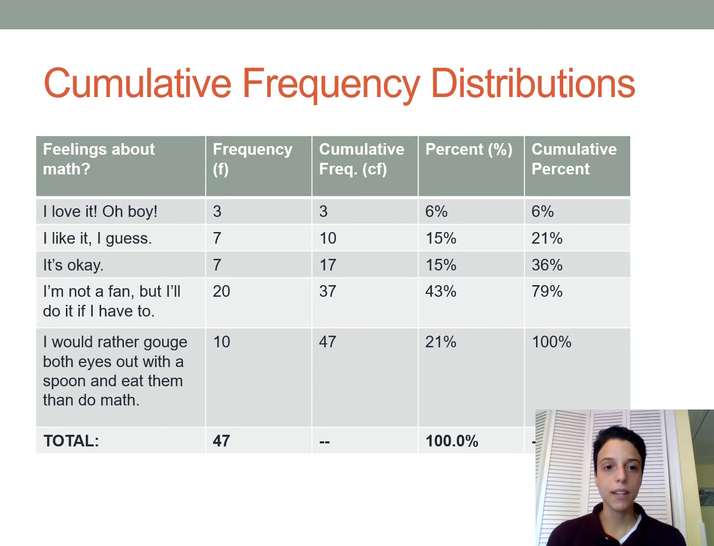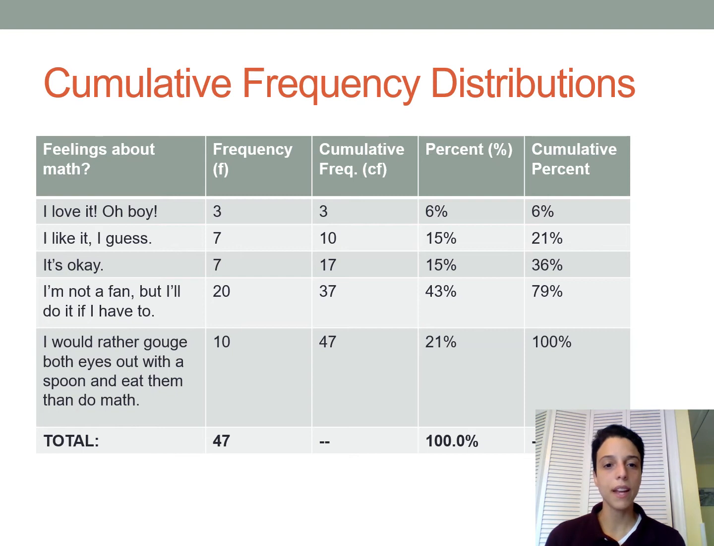All right, so our next value is I like it, I guess, and the cumulative frequency for this value will tell you how many people hate math at I like it, I guess, or less on the hate math scale. In other words, how many people would say I love it, oh boy, or I like it, I guess. And in the class data, that was 10 people. And you can keep going like that down the line.